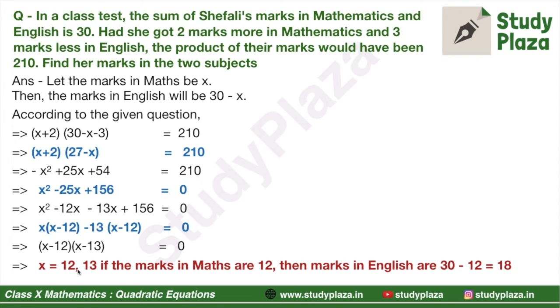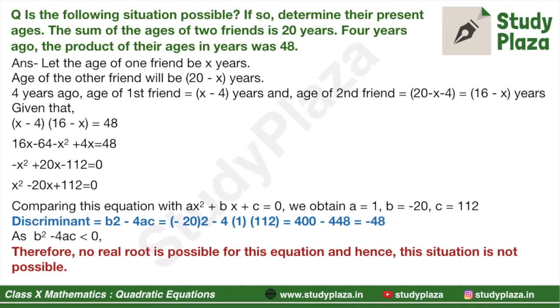That is, if she gets 12 marks in maths, then marks in English will be 18. If she gets 13 marks in maths, then marks in English will be 17. Hope you have understood the concept of quadratic equation nicely. Let us move to the next question.